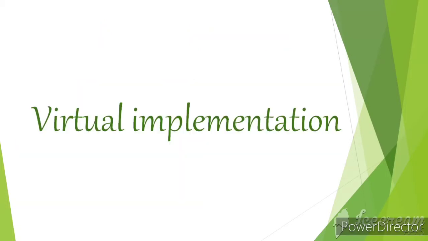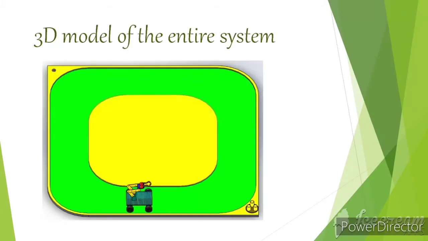Now let's move on to the virtual implementation of the project. This is a 3D model of the entire system. It consists of a car with a robotic arm mounted on it. The robotic arm at its end has a claw which opens and closes to hold the objects. This car is supposed to move along the path provided on the board. It moves front, back, left or right depending on the input given by the user.